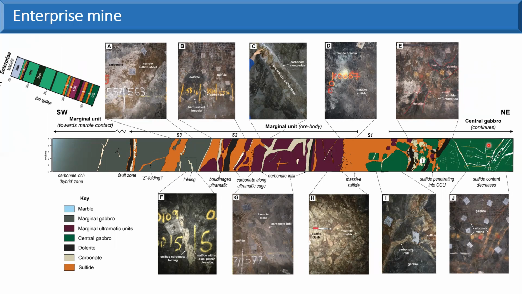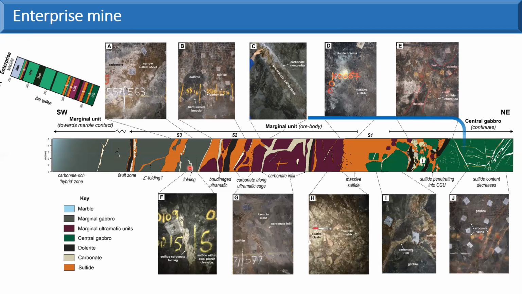And Enterprise itself has been described as a chaotic megabreccia, but what we highlight here is that even though we get a variation in brecciation textures, the sulfide itself is present as a number of sheets throughout the ore body, the most significant being at this ultramafic central gabbro contact.